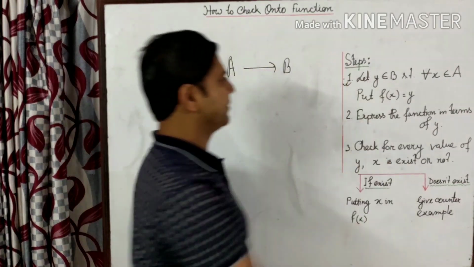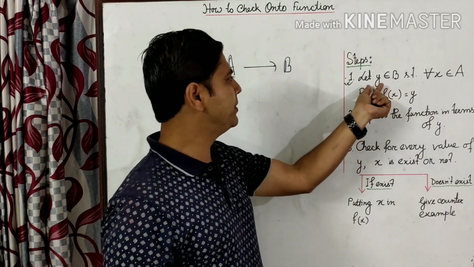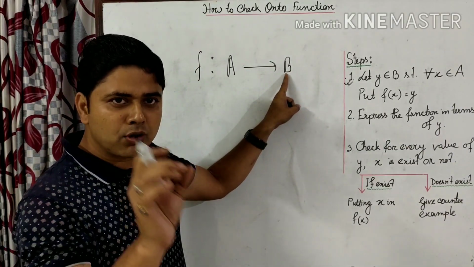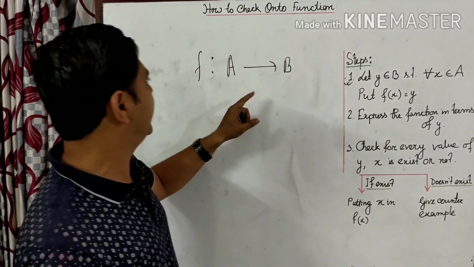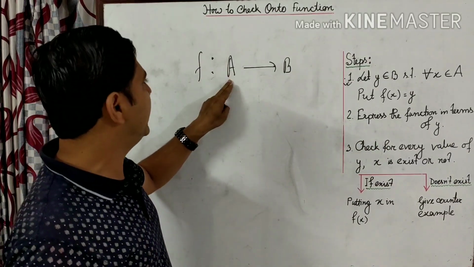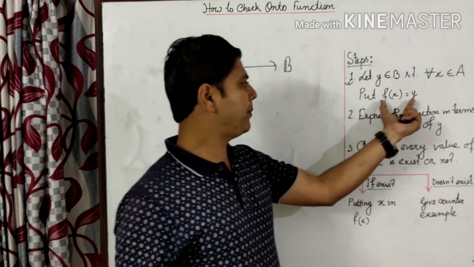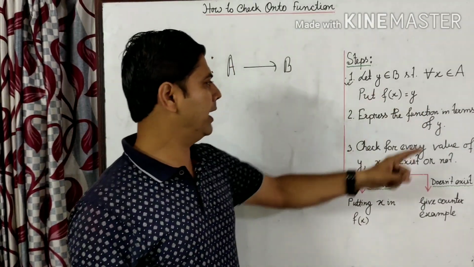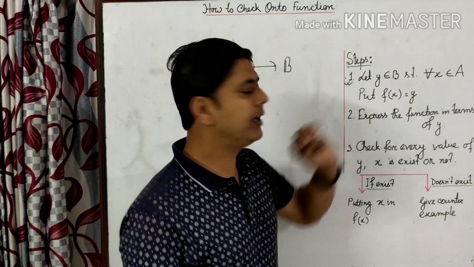Here the first step is what? Let y belong to B. Y belongs to B means what? Every value of y belongs to set B. B means what? The codomain of this function. Such that for all x belonging to set A, the variable x is from which set? Set A. A means what? The domain of this function. Putting f of x equal to y. F of x equal to what?